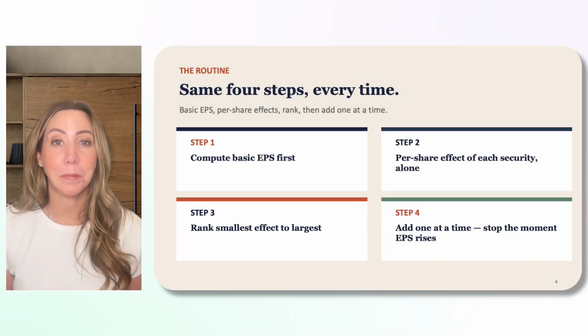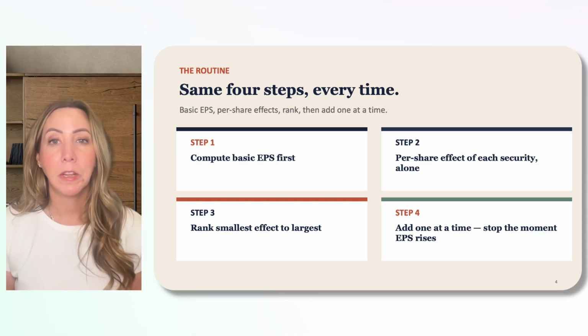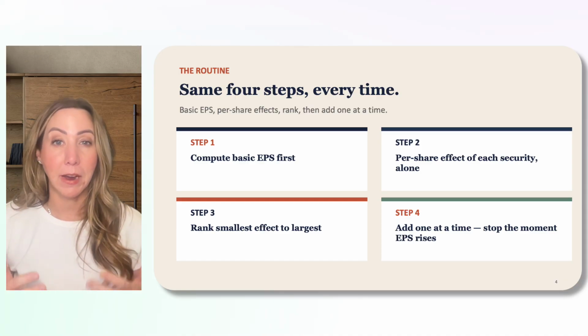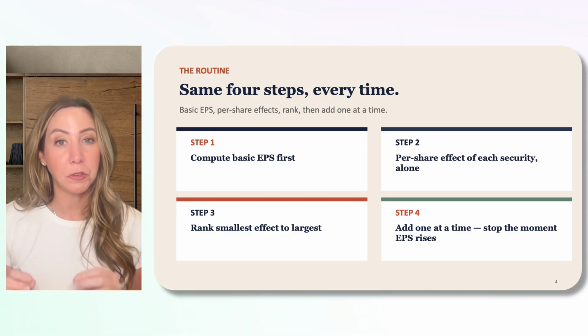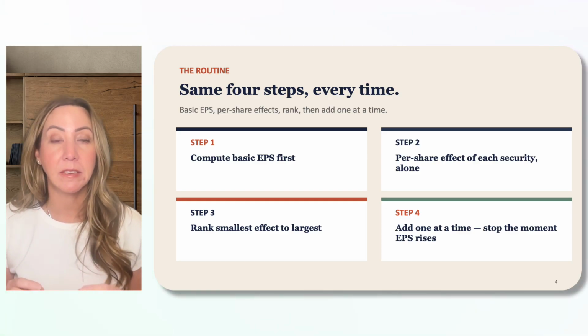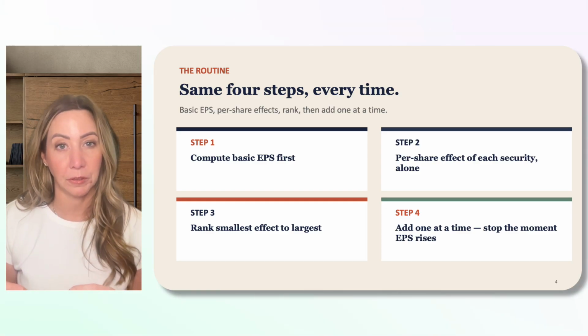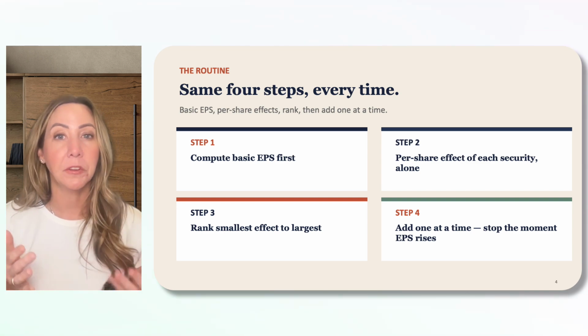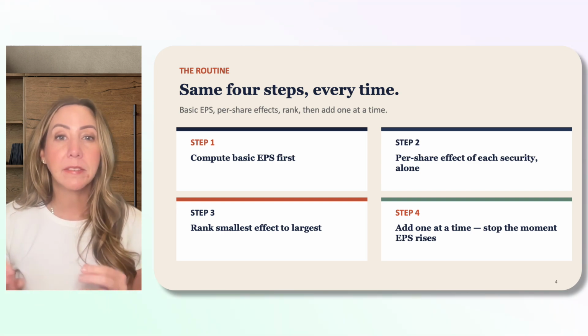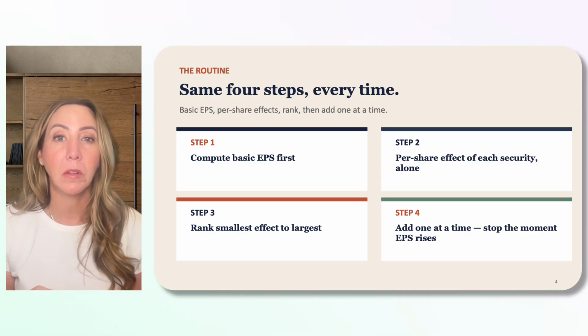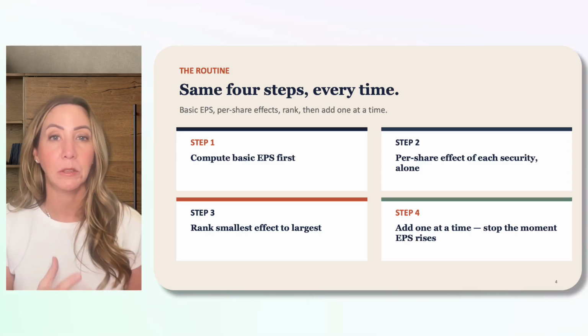Before we work through an example of each type of security, here's the routine. You'll want to run this approach identically on every problem, methodically. Step 1, compute basic EPS. Step 2, compute the per share effect of each potentially dilutive security by itself. What's the effect on the numerator divided by what the effect is on the denominator? Then step 3, rank the securities from smallest per share effect to largest, most dilutive first.